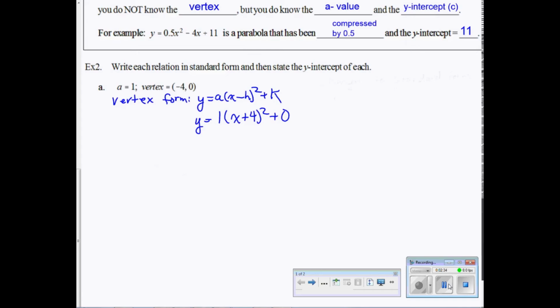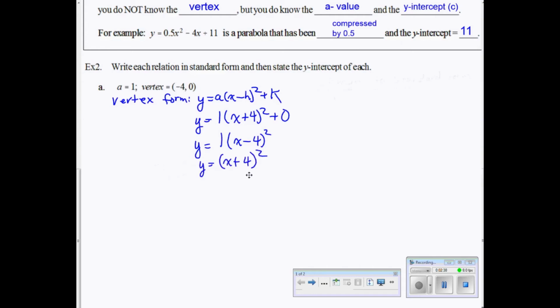So let's continue. When we're expanding, this really means 1 times x plus 4 squared, because 0 is nothing, and 1 times anything is just itself. So that's why we just have x plus 4 all squared. So now what we're going to do is double x plus 4. I'm also going to let you know that this is the simplified vertex form, okay?